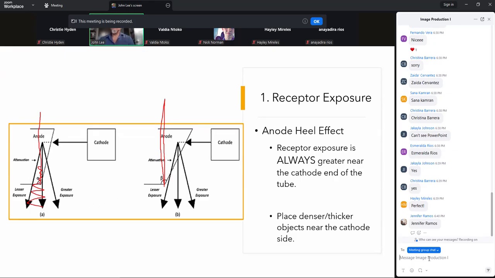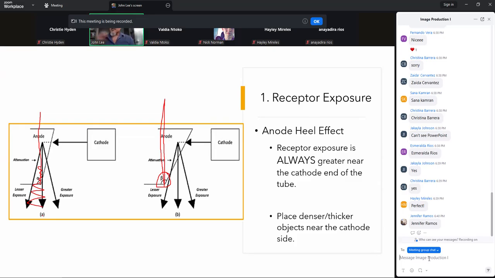Like we do here, we have less of that anode heel. This, by the way, being the heel. Less of that heel is interacting with our X-ray beam. So we're going to have more X-rays that are going to be emitted from this tube, from tube B, than we will from tube A.